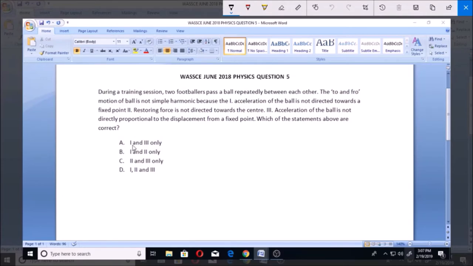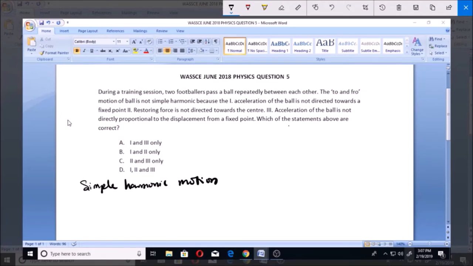A. I and III only. B. I and II only. C. II and III only. D. I, II and III. So what could be the answer to this? For us to understand it, we need to understand what a simple harmonic motion is. What are the examples of simple harmonic motion?